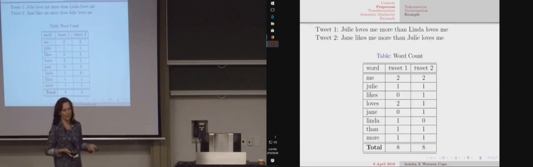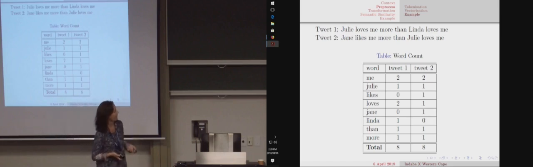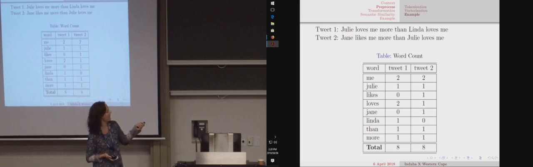Okay, and there's just an example. It's really very basic. There's: Julie loves me more than Linda loves me, and Jane likes me more than Julie loves me. In this case, I didn't remove any stop words. And this is what this simple bag of words matrix looks like. And coincidentally, they both add up to 8 words.